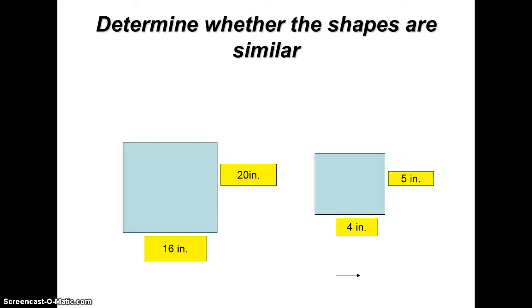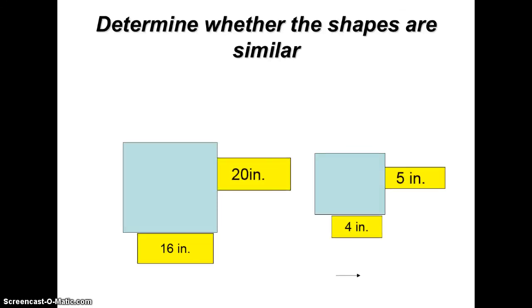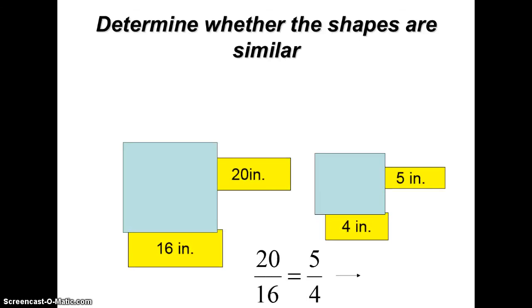And then here we have yet another example. 2 rectangles. We're going to set up 2 ratios to determine whether or not they form a proportion. 20 is to 16. Those are both of those side lengths on the larger rectangle. As 5 is to 4. Those are both those corresponding sides on the smaller rectangle.